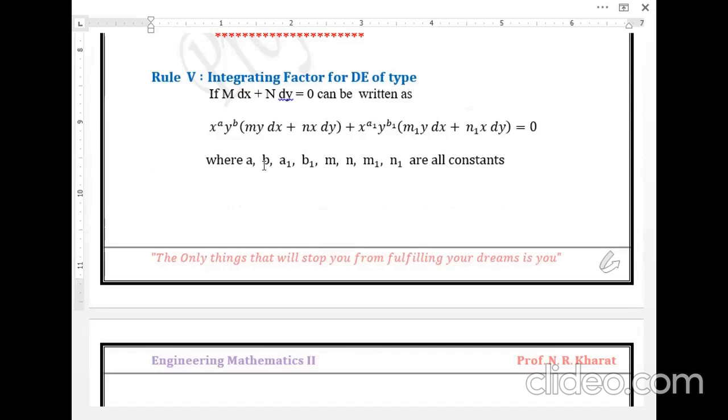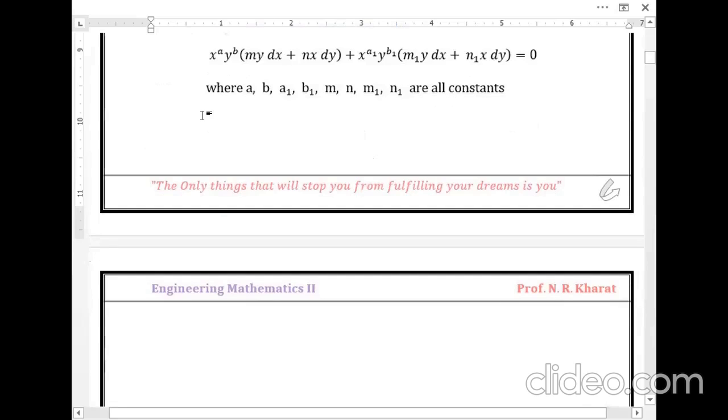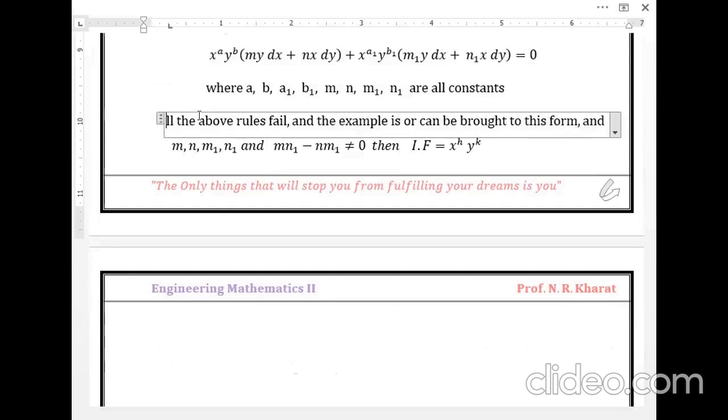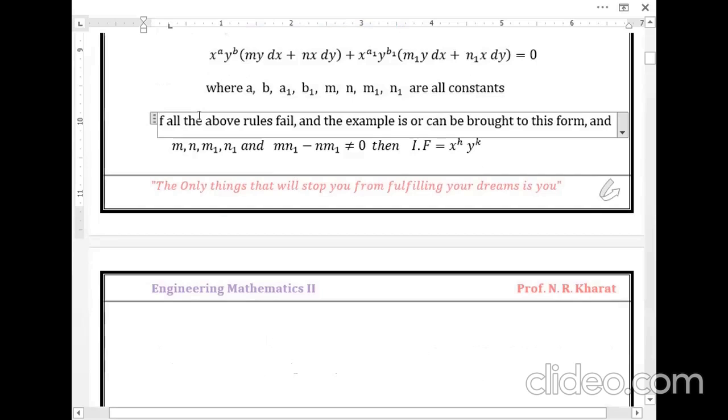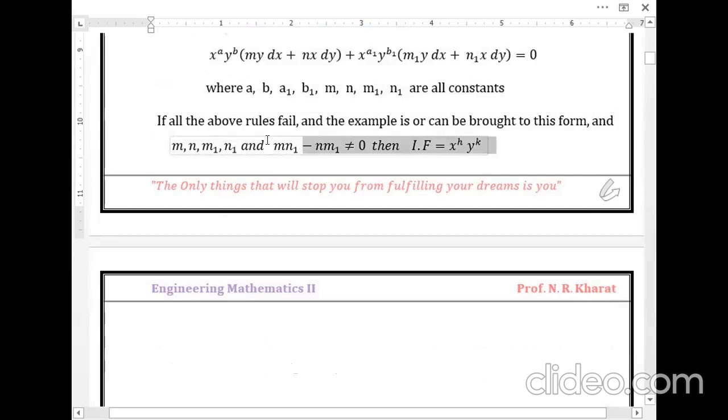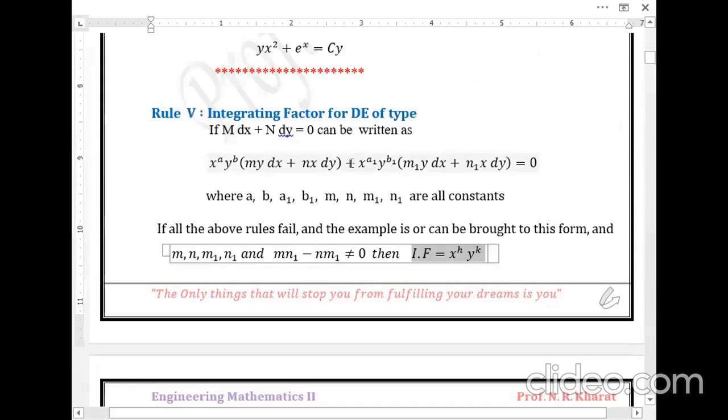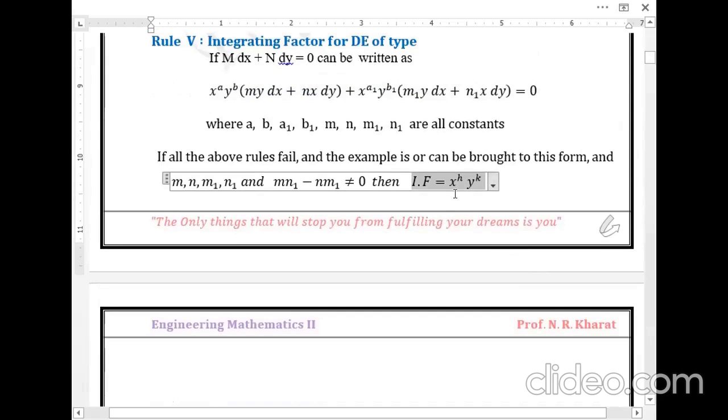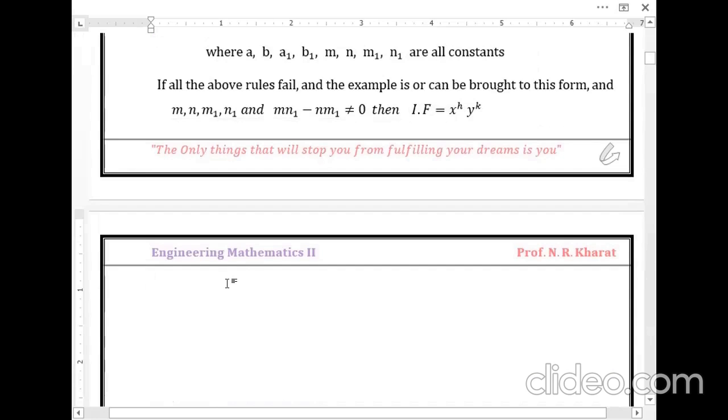So a, b, a1, b1, m, m1, n, n1 are constants, some real numbers present in your differential equation. To find the integrating factor, we check the condition: if m times n1 minus n times m1 is not equal to 0, then we assume the integrating factor is x raised to h, y raised to k, and we find h and k by solving simultaneous equations. This is the way we can find the integrating factor if rules 1 to 4 have failed. So x raised to h, y raised to k is the integrating factor of our differential equation.